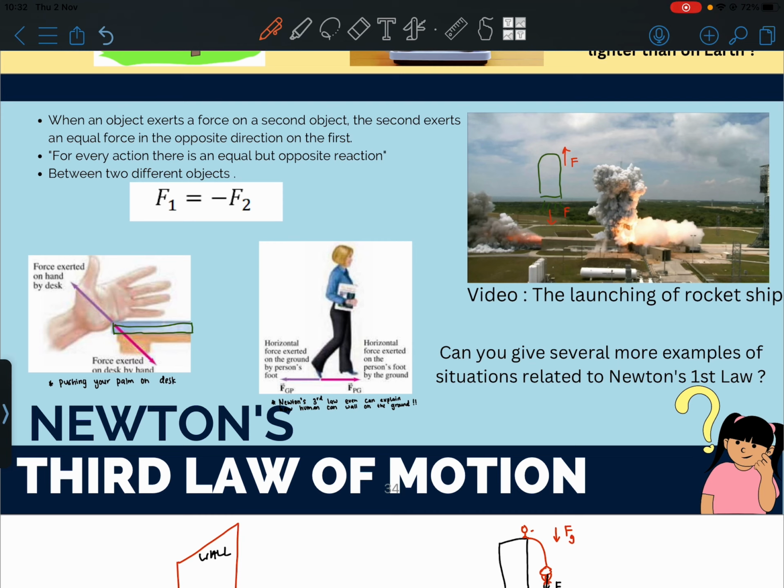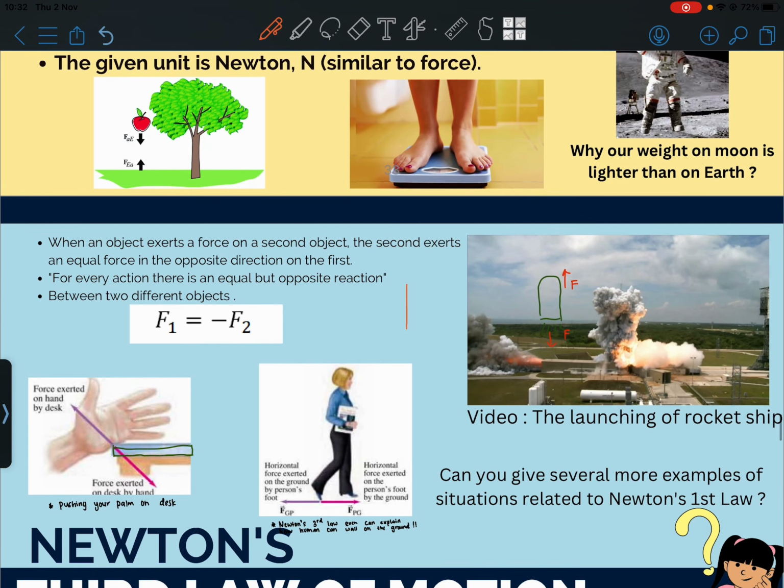Literally, Newton's third law is just when you apply a force to some object, that object will apply a force to you. For example, if you push a wall like this, the wall will push you back with the same magnitude of force, but in a different direction.